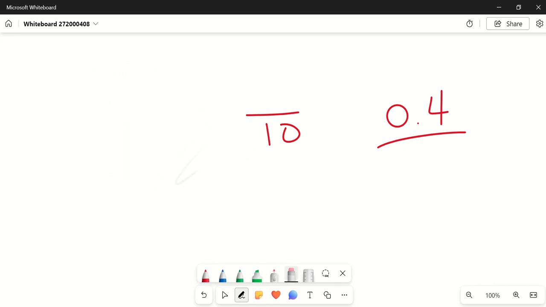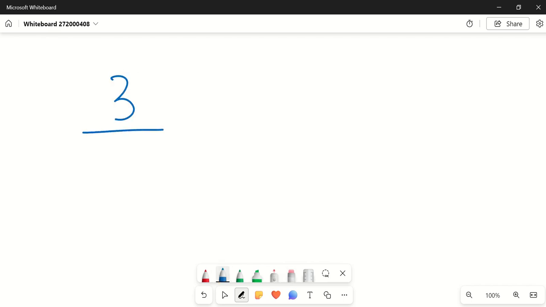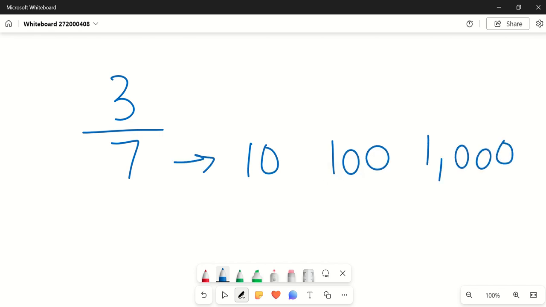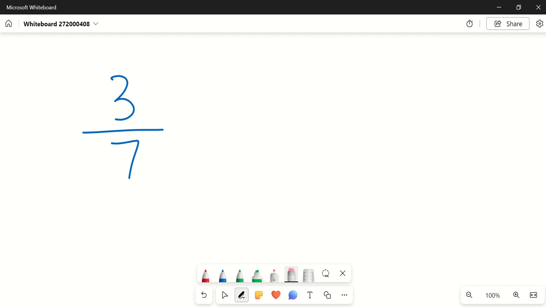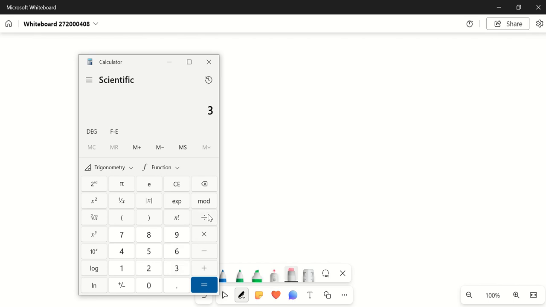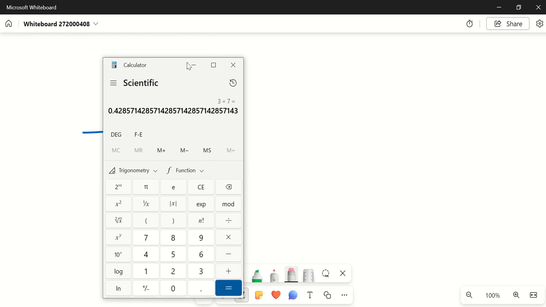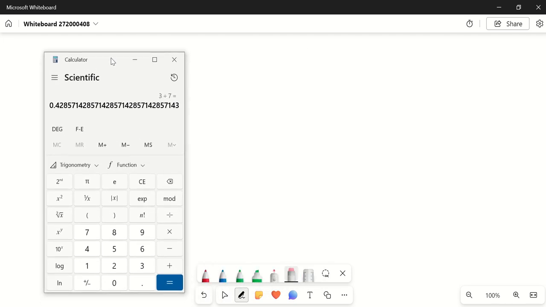But say we have something where it can't convert. Let's say my example fraction is 3/7. I can't turn that 7 into a 10 or 100 or 1,000 because 7 will not convert up into that. Now, in order to turn 3/7 into a decimal, I have to divide. I'm going to use my calculator for this one. So 3 divided by 7 results in a gigantic number. Now, this is going to be a repeating decimal.